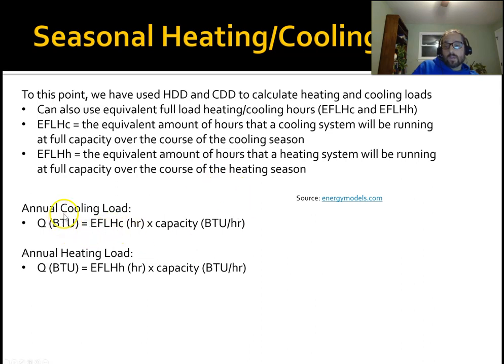And you can see the equations down here. So the annual cooling load is really straightforward. It's just the equivalent full load cooling hours times the capacity of the equipment. And the equivalent full load cooling hours, it's a way to approximate the equivalent amount of time a cooling system would have to run at full capacity. And that's really all it is.